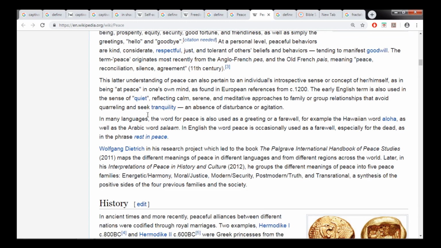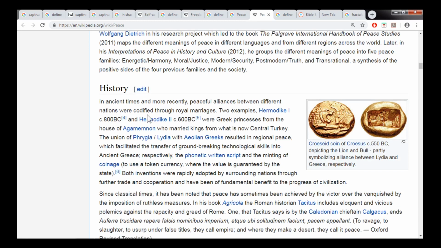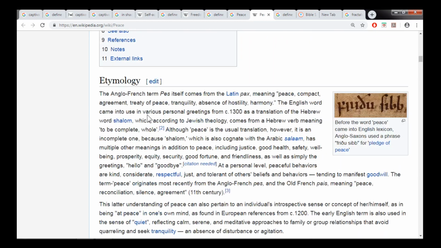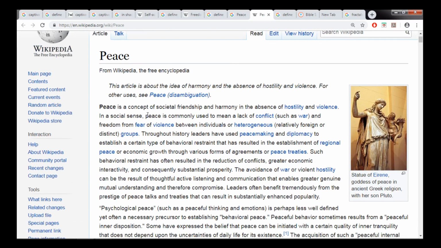Tranquility, quiet, rest in peace, right? Aloha. History. In ancient times and more recently, peaceful alliances between different nations were codified through royal marriages. So basically favored, you know, being in favor and out of favor now means peace. No, see, it's just wordsmithing. And then you assume peace to mean something that is relentlessly sought after. You're chasing some bash notion of peace that will never be fulfilled.